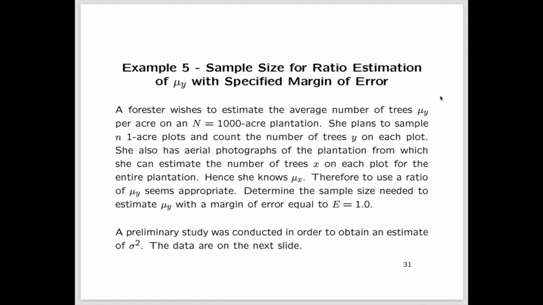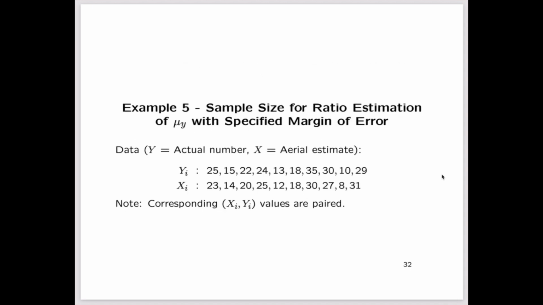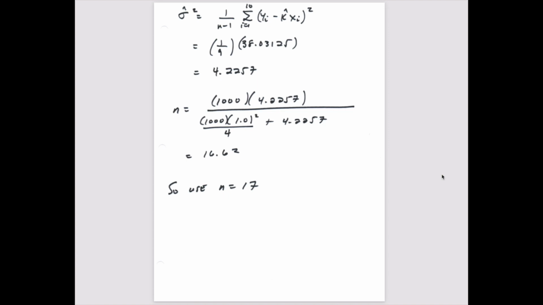So again, going back up to the original question, a forester wishes to estimate the average number of trees, denoted by mu sub y, per acre on a 1,000 acre plantation. She plans to sample a number of 1 acre plots. The number of 1 acre plots she wants to sample is n, and count the number of trees on each plot. And anyway, she wants to do all this using a ratio estimator and determine the sample size needed to estimate mu sub y with a margin of error equal to 1.0. Based on our calculations, a sample size of 17 would certainly be adequate to come up with a ratio estimator of mu sub y with a margin of error of no more than 1 unit.